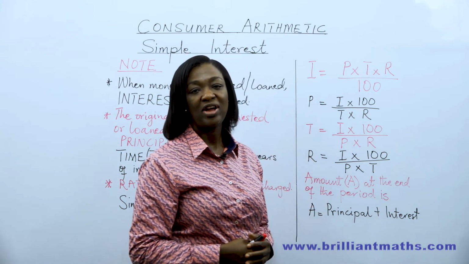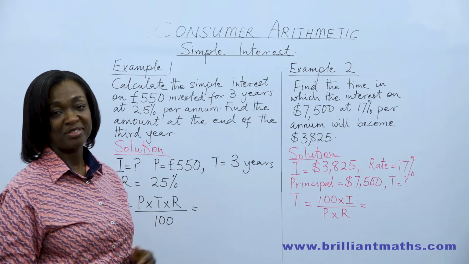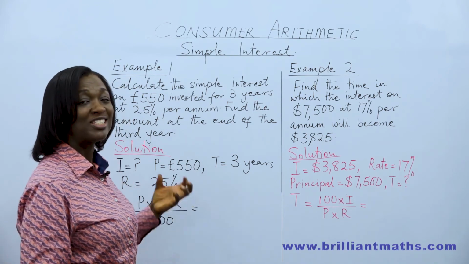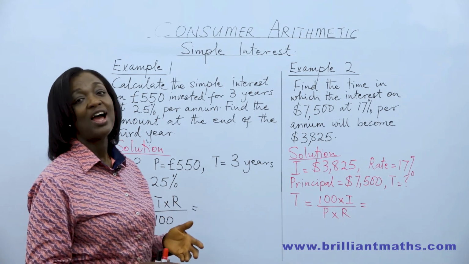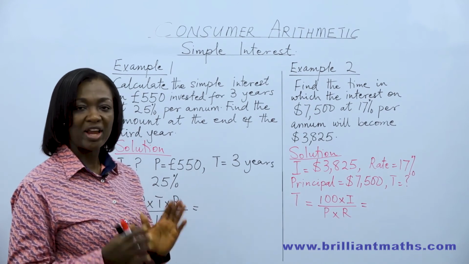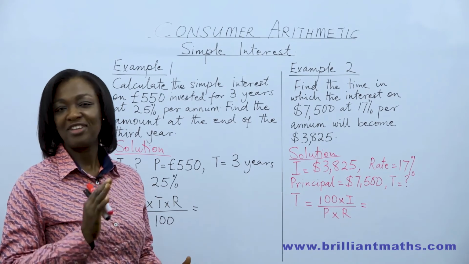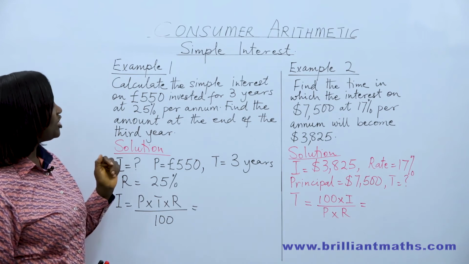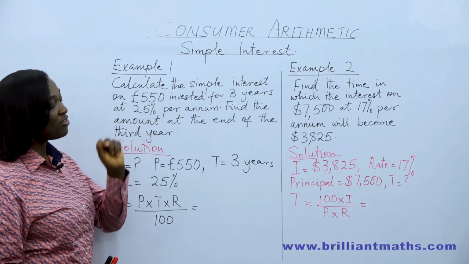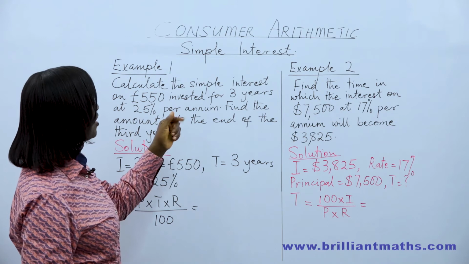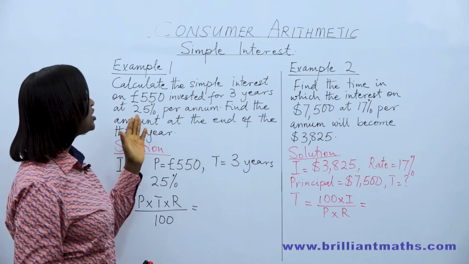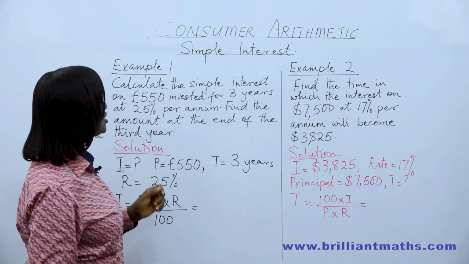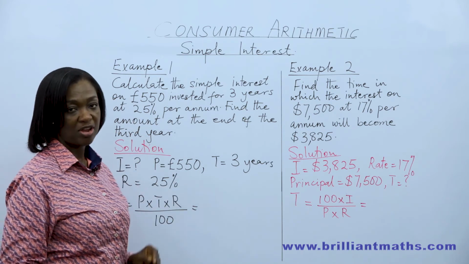Let's look at some more examples. Let's look at this example of how to calculate simple interest. I always like to put the simple because there's simple interest and there's compound interest, so we can always take note of the difference. Example 1. Calculate the simple interest on £550 invested for 3 years at 25% per annum. Find the amount at the end of the 3rd year.